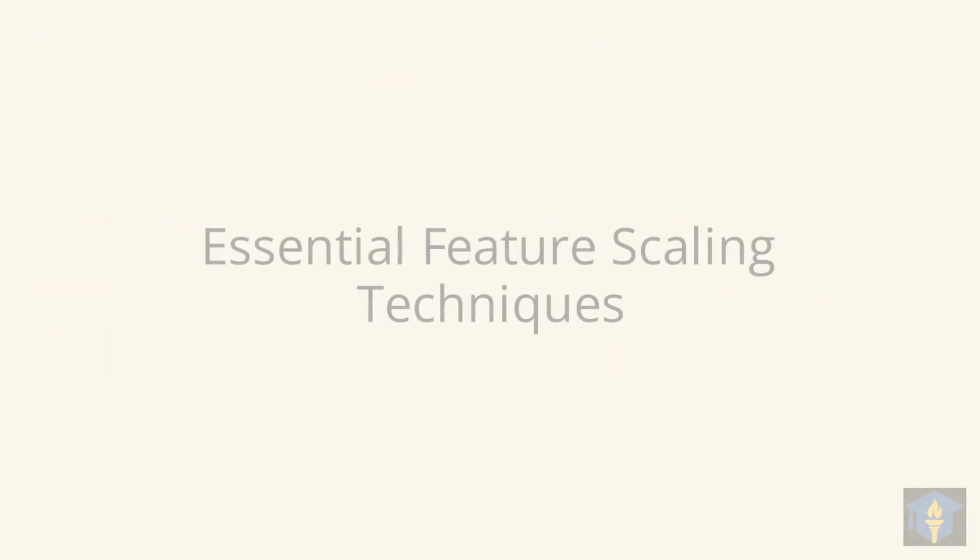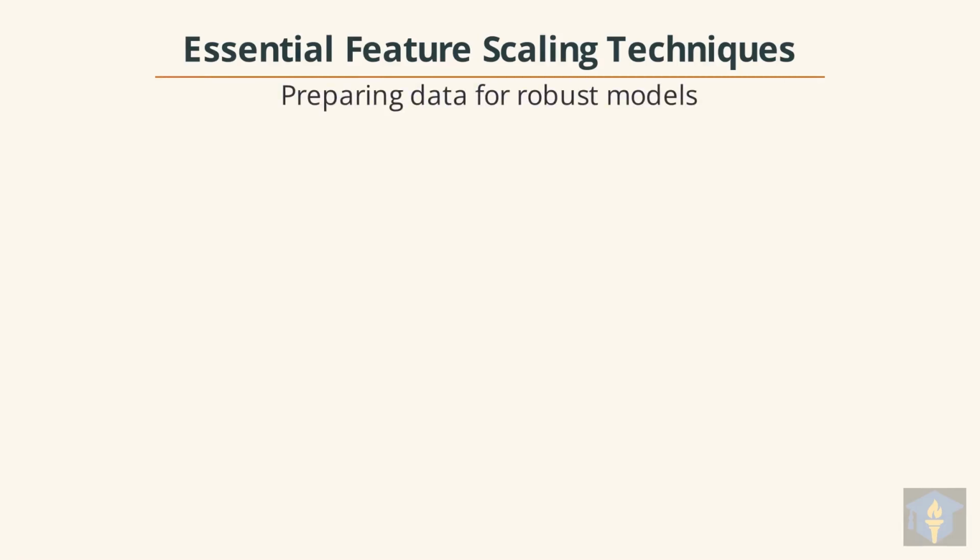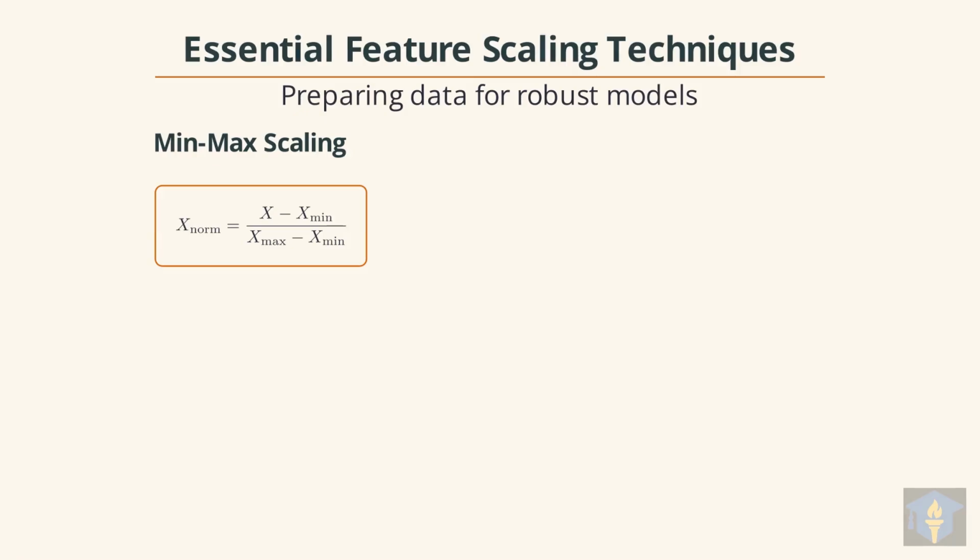Let's explore some essential feature scaling techniques, crucial for preparing your data for machine learning models. These methods are key to preparing your data, ensuring your models are robust and perform optimally. First, we'll look at min-max scaling, a popular technique for bringing data into a specific range. The formula for min-max scaling calculates x-norm as x minus x-min, divided by x-max minus x-min.